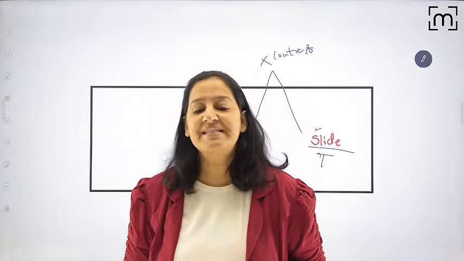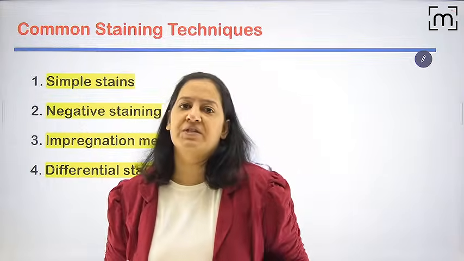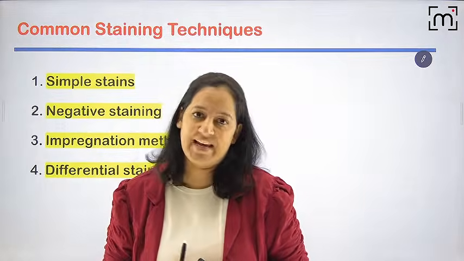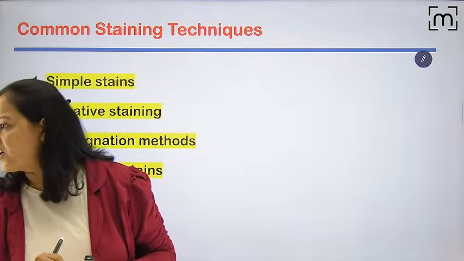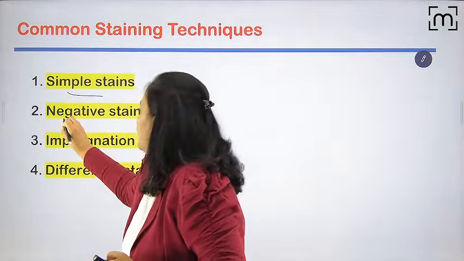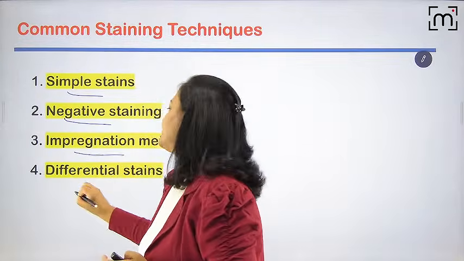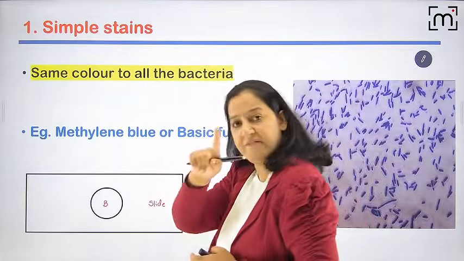Now, what are the important staining techniques present in bacteriology? In bacteriology, there are 4 types of stains. Frequently, you get question on staining. What are the 4 types of stain in bacteriology? You can see there is simple stain, negative stain, impregnation stain, and differential stain. These are the 4 types of stain in bacteriology. One by one, we will take it.